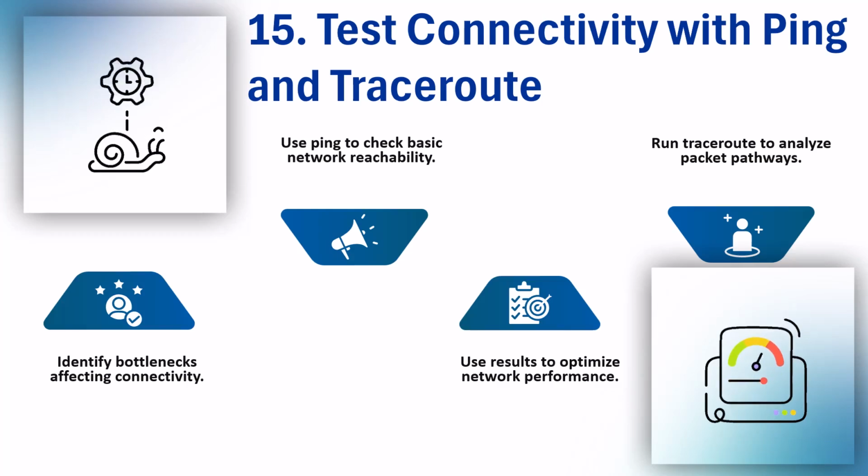Ping and traceroute are like road trip maps for networks. Ping checks if we can reach our destination, while traceroute shows the route taken. If packets are stuck in traffic, we identify bottlenecks and reroute them efficiently. No one likes network congestion, so let's get those packets cruising.